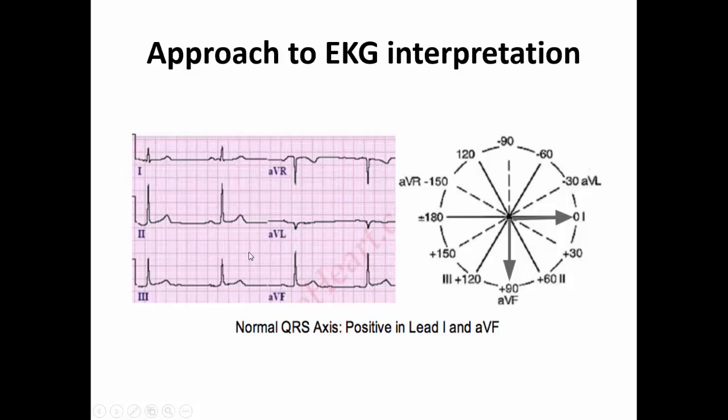What do we mean by positive? Well, positive is the direction of the majority of the deflection of the QRS complex. If you take a look at lead 2 here, the vast majority of the deflection is upright, which is positive. In order to determine axis, we want to see positivity in lead 1 and in lead AVF, or at least AVL and AVF. So if you take a look at lead 1 here, the majority of the QRS complex is positive. In AVF, the majority of the complex is positive. So this is what we call a normal axis.